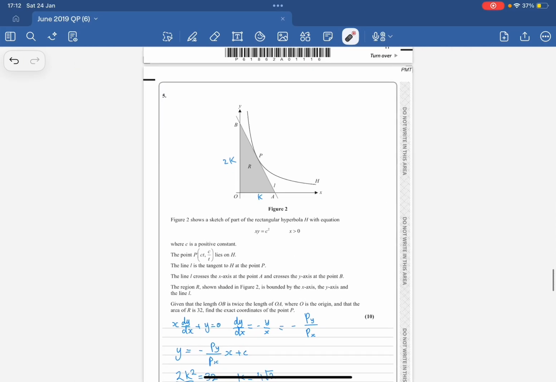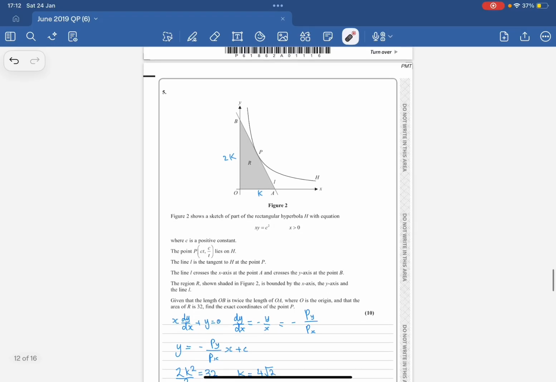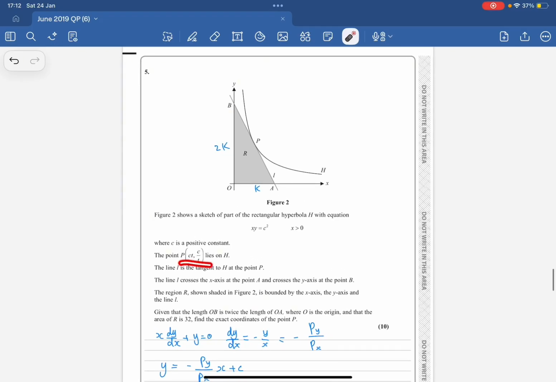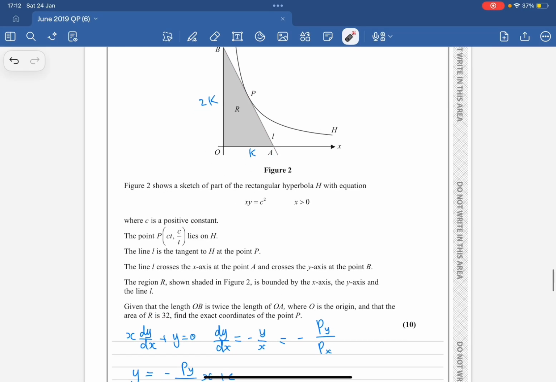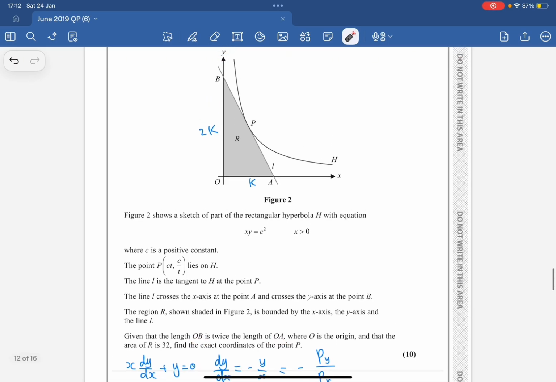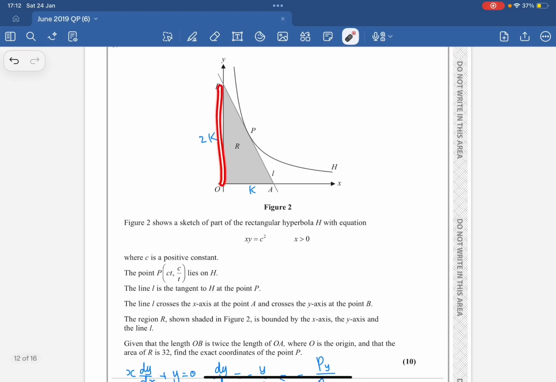Last question now. So we're given this rectangular hyperbola, and it's going like this. And what it tells us is we have a point, and these are just the parametric equations for x and y. And it tells us this area created by this line, which is a tangent, is 32. And it also tells us that the length OB is twice OA, which is very, very nice of them. So that tells us that this length here, OB, is 2k, if we call OA k.